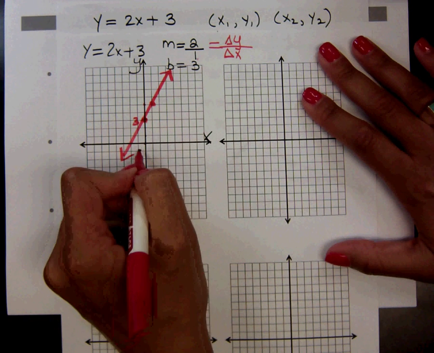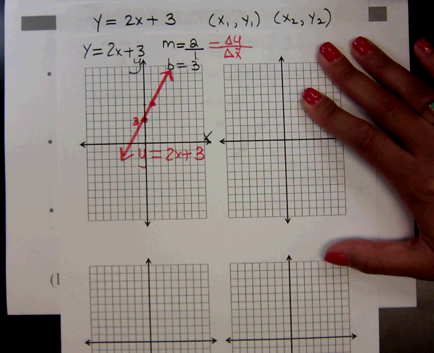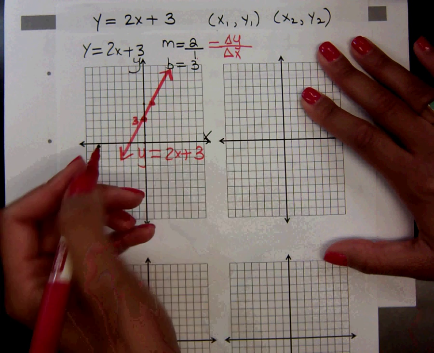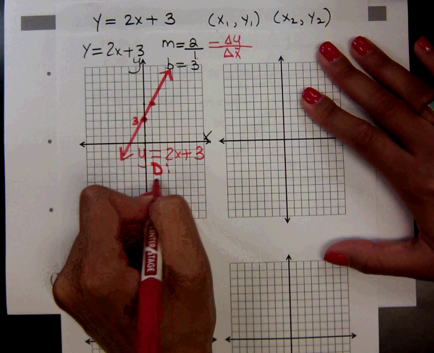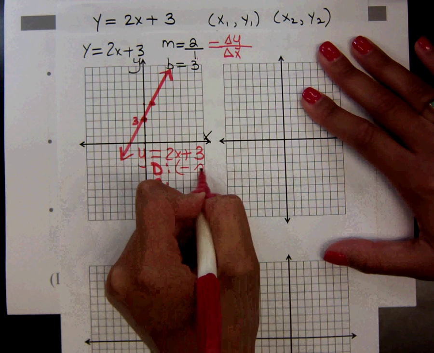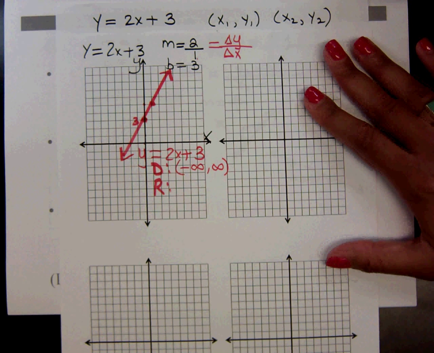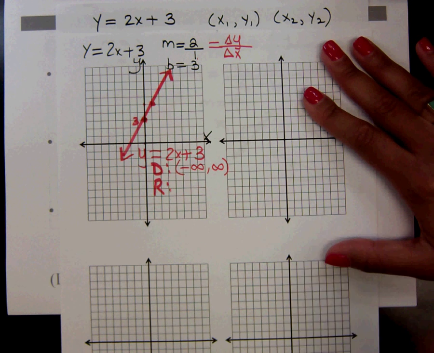And we always label this as y equals mx plus b, or 2x plus 3. Now, if I asked you from yesterday's lesson, hopefully you studied, what's the domain and what's the range? What would you tell me? The domain is negative infinity to positive infinity. Excellent. Negative infinity to positive infinity. And what's the range? The same. Excellent.